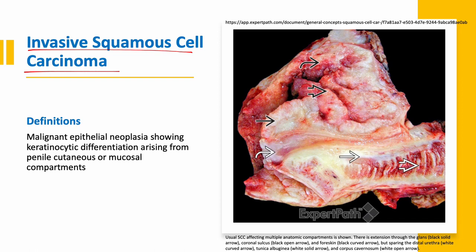This gross picture demonstrates a tumor of the glans that invades the foreskin. So this is the foreskin, and we have carcinoma invading into the foreskin, also carcinoma invading into the urethra.